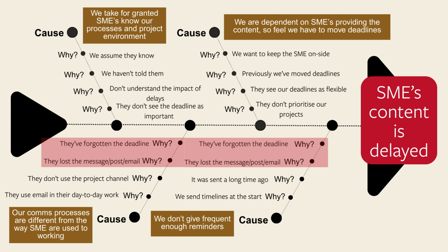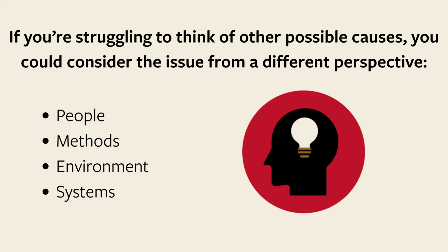Once you've gone through this process several times, you have a range of root causes to explore. If you're struggling to think of other possible causes, consider the issue from a different perspective. These are some categories you can consider. So is the issue caused by the people or stakeholders involved, or the methods that you use? Is it about the environment that you work in, or are there issues with the systems you use?